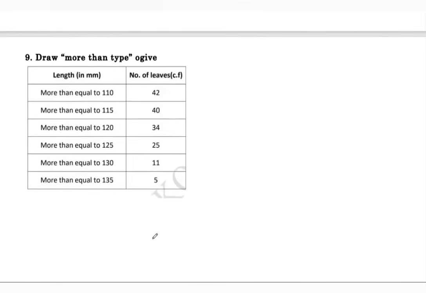Write the suitable scale that you use in the exam. This is a question for your practice. Here also no need to calculate the CF. What you should do is just plot the length in meters versus the number of leaves. For the more than type ogive, on the x-axis it is lower limits, on the y-axis it is cumulative frequency. The points are 100, 42. Next 115, 40. Directly you write the points and plot them.